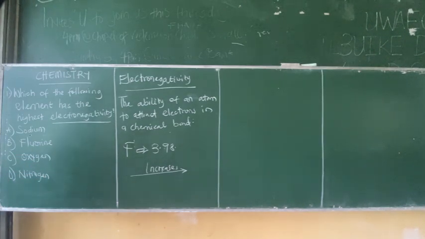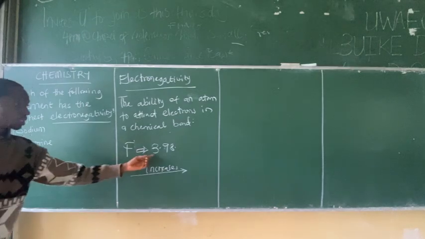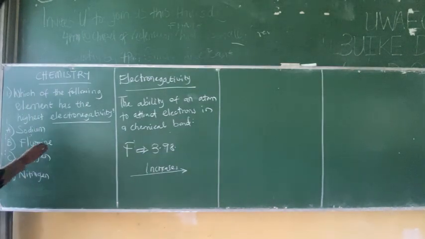Therefore, the correct option here is option B. Fluorine has the highest electronegativity, and the value is 3.98. So fluorine is our correct answer.